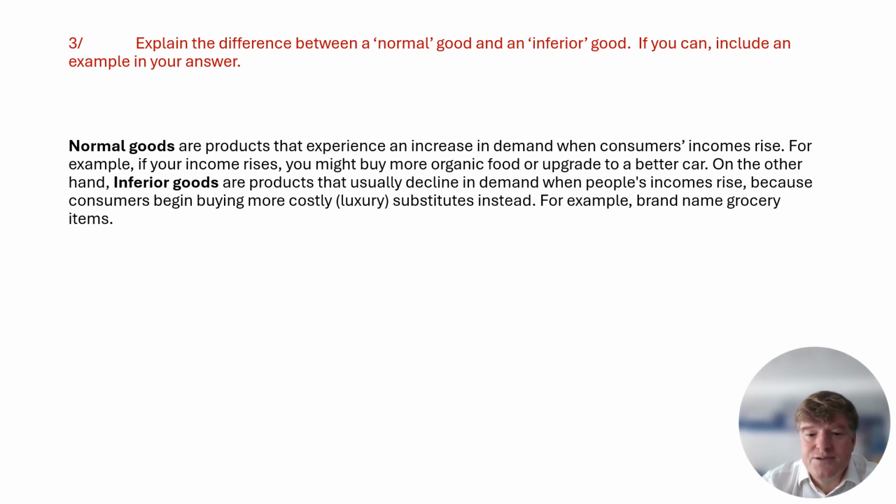So as people's incomes rise, they tend to go towards the more luxury items. So the inferior goods are the more simple, the basic items. So things like the brand name groceries, the home brand groceries, the bottom line grocery items. Another example is potatoes. Often when incomes fall, people buy more potatoes because they're cheap and they fill you up. They're an inferior good on that definition.